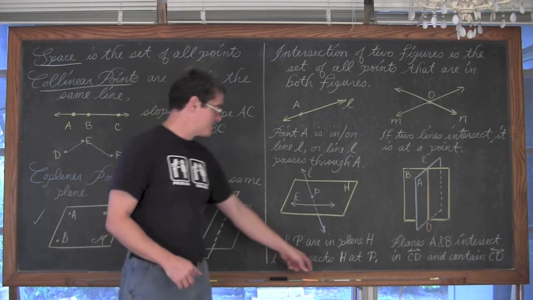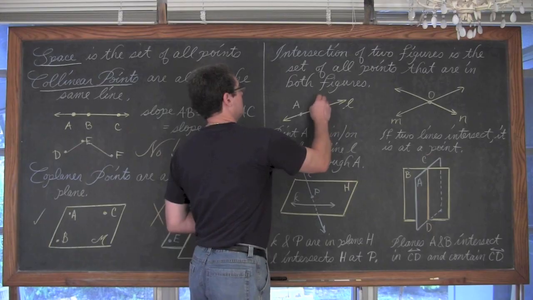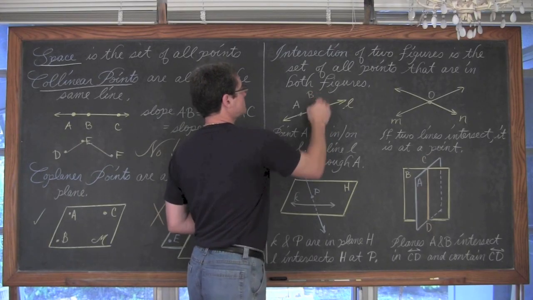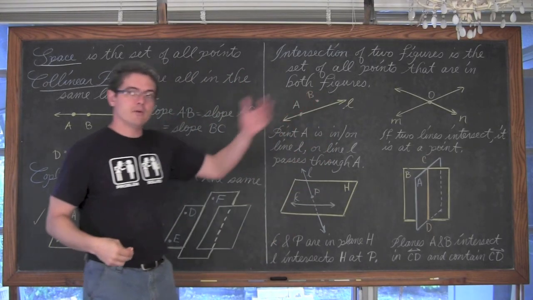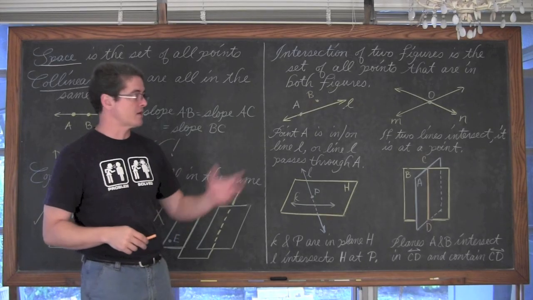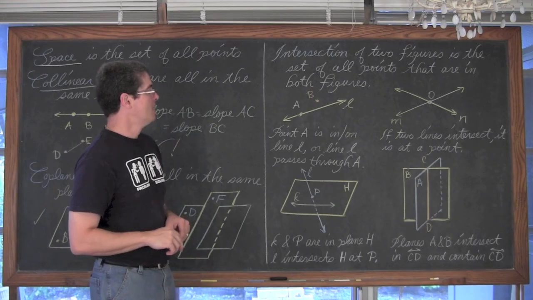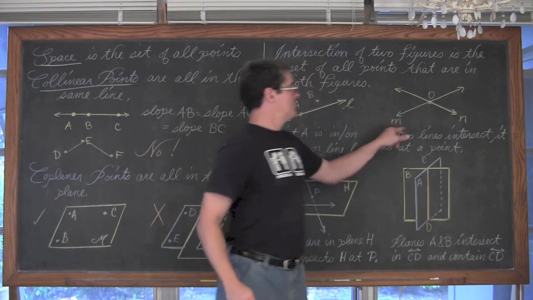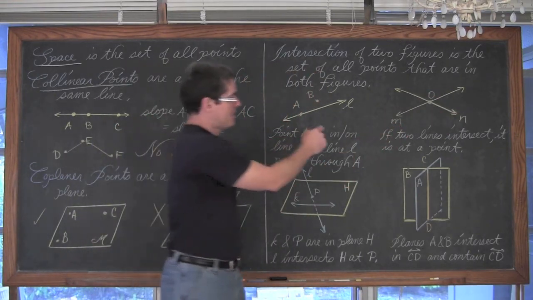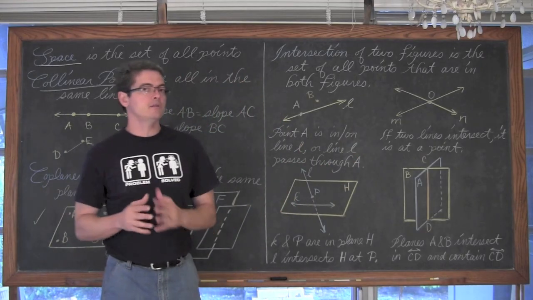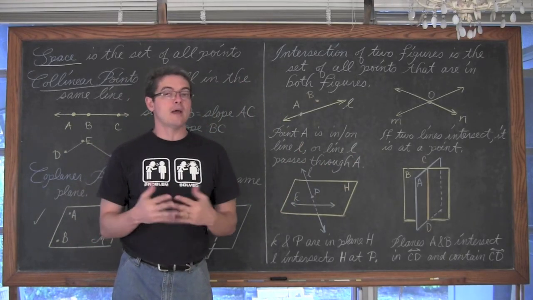Now, if I were to introduce a new point, like say, here is point B, I can draw that point up there near line L, but there is no intersection because, of course, line L is not going through that point the way it is drawn. If 2 lines intersect, then they intersect at a point. Now, 2 lines don't have to intersect.